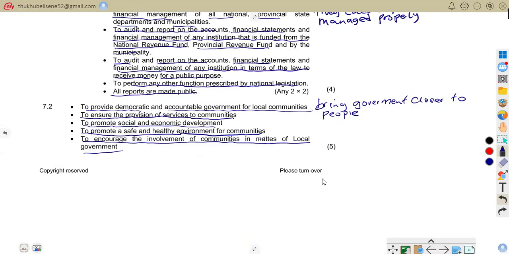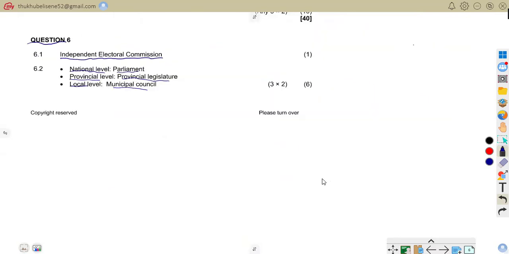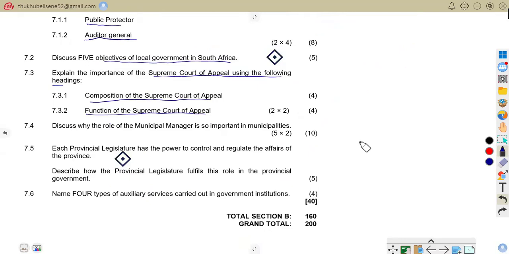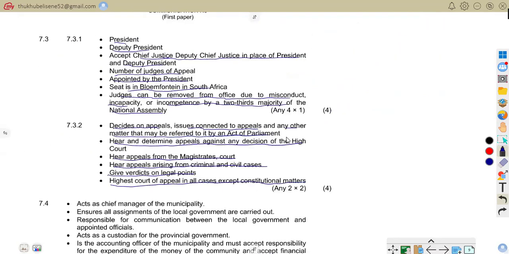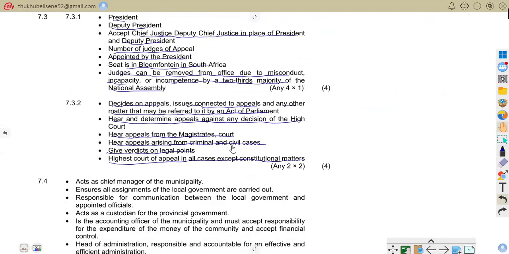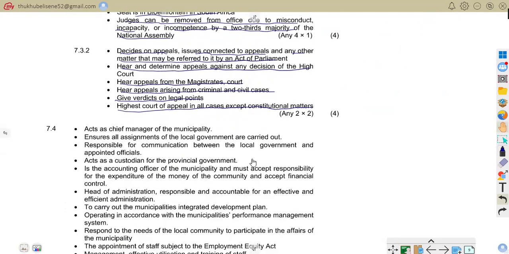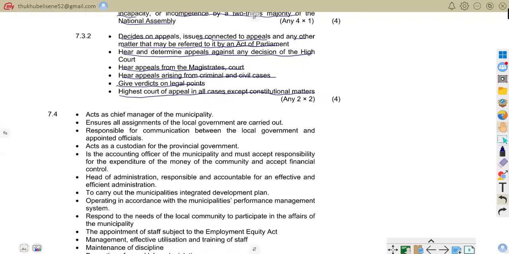So that is 7.3.2. Now we are to attend to 7.4. 7.4 reads as follows: Discuss why the role of the municipal manager is so important in a municipality. The duties of a municipal manager. What are the duties of the municipal manager?